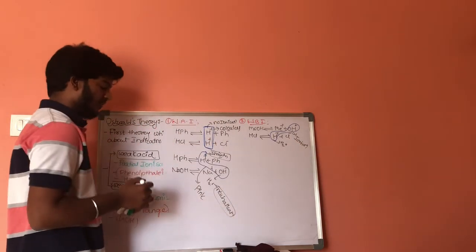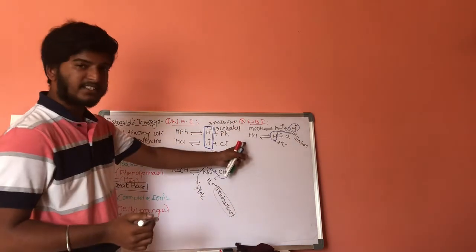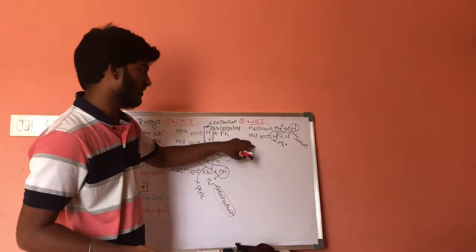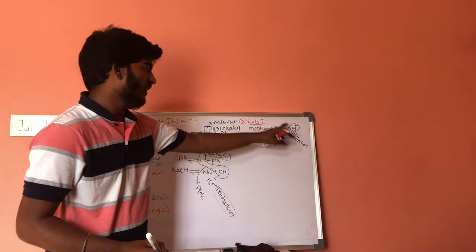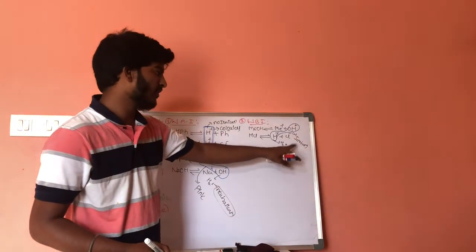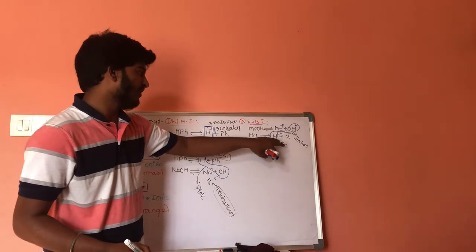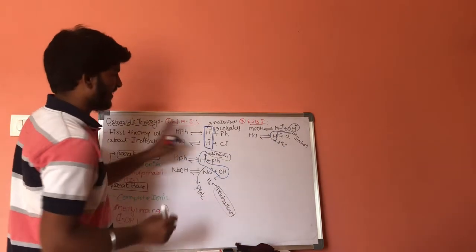Ionization takes place if the weak base indicator reacts with an acid, and whenever ionization takes place, it results in a change in color. This is Ostwald's theory.